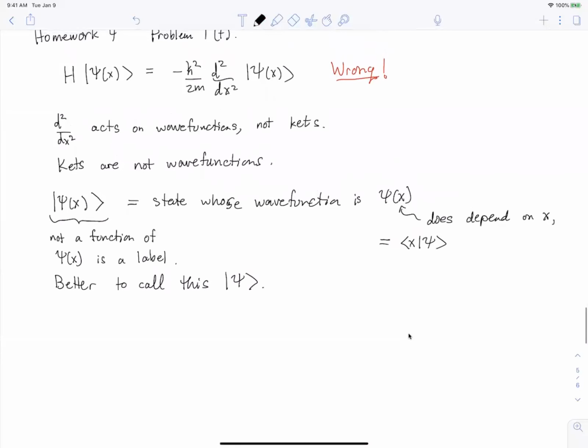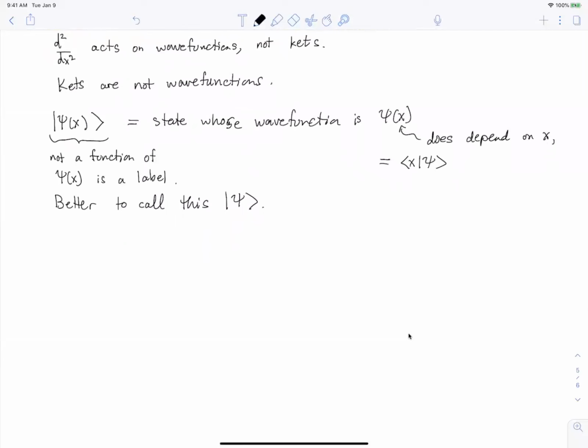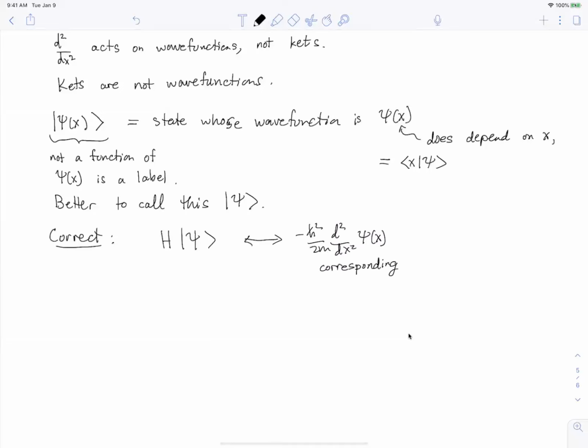Okay, so as opposed to this wrong equation that one should never write, what's the correct thing that one should write? It's that the Hamiltonian acting on the ket psi corresponds to minus h bar squared over 2m second derivative acting on the wave function. This is the corresponding wave function, but it's not equal. A wave function and a ket can never be equal to each other because they're just different types of objects.